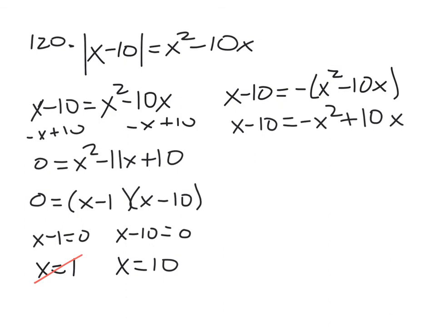All right, but we have to try the other one. Let's try 10. So we put 10 in here, and what do we get? 0. We put 10 here and here, and what do we get? 0, because it's 100 minus 100. All right, so that one's good. We're pretty happy with ourselves. We got an answer, but we have a whole other equation we have to check. Is that okay so far?